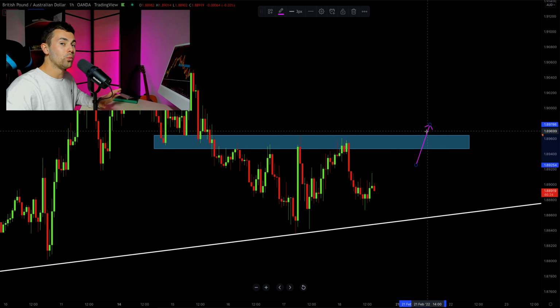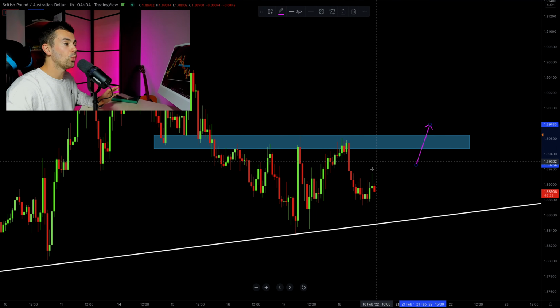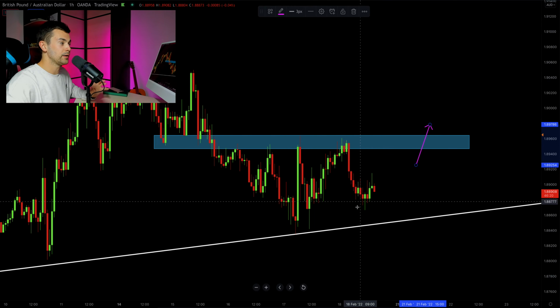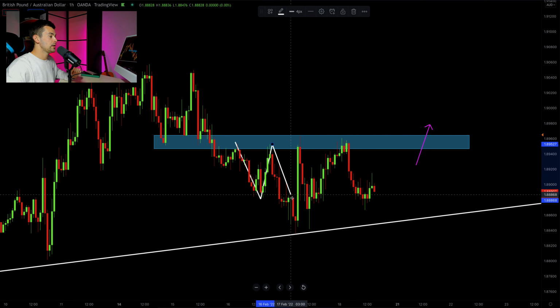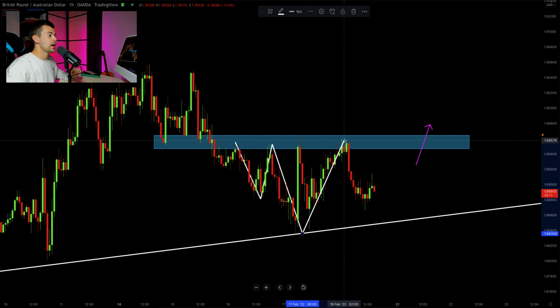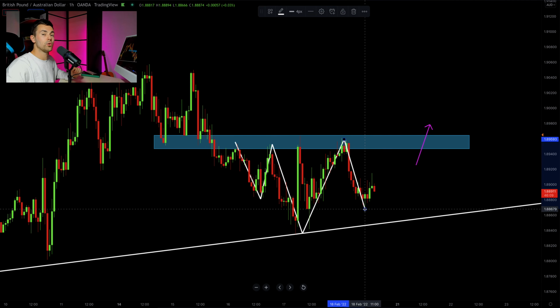And look what will happen once the price breaks the neckline. Here also the inverted head and shoulders pattern will be formed. Look, here we have the left shoulder, here we have the head, and at the moment the market is forming a right shoulder.